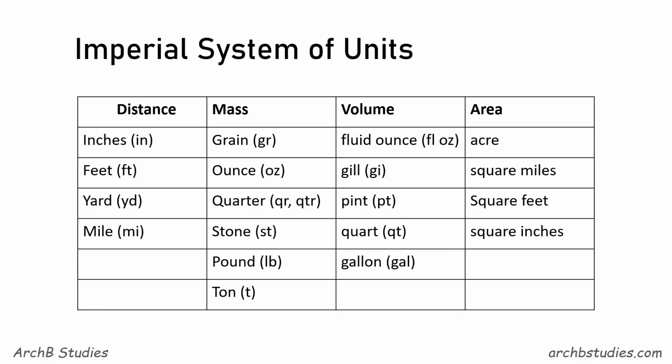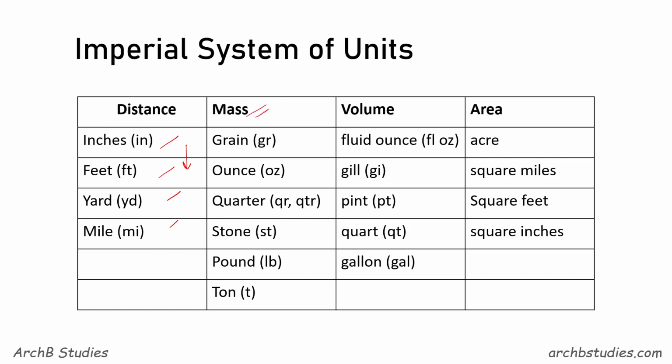Second is the imperial system of units, or you can also call it the British system of units. In this one, distance is measured in inches, feet, yard, and mile. Unlike the SI system, there is no order or uniform variation between inches and feet. There is no particular formula where you multiply by 10 or 12 to convert inches into miles or yards. It is just the way it is.